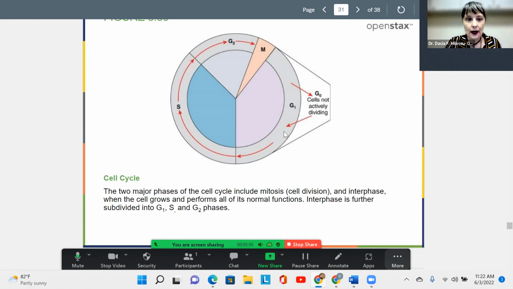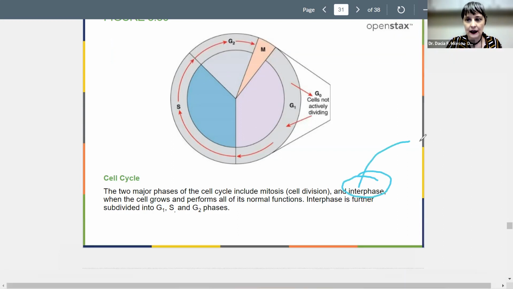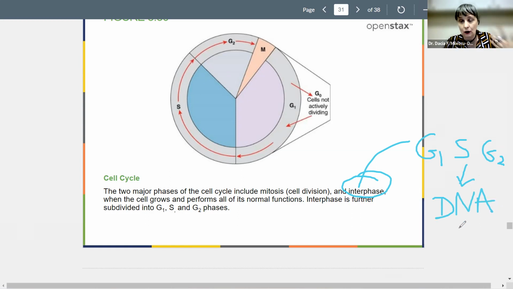So G1 is the first phase, S is the second phase, and G2 is the third phase. These phases right here are called the preparatory phase, and it's also known as interphase. So interphase equals G1, S, and G2. The way I remember, S is sex. So this is when the DNA is actually replicating itself. When we replicate ourselves through sex, we create offspring.